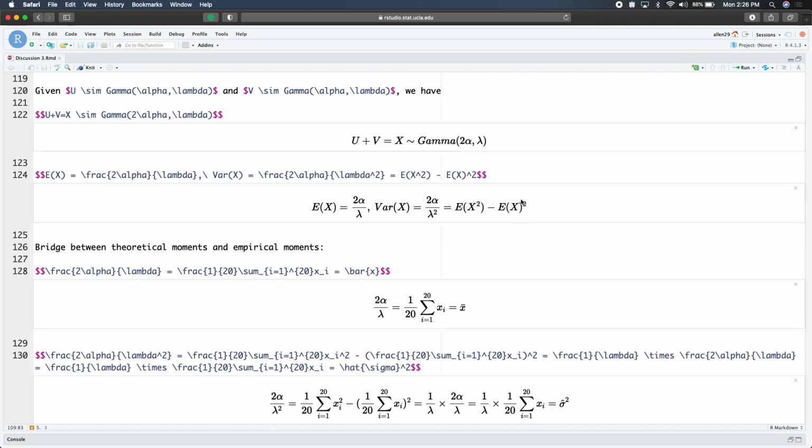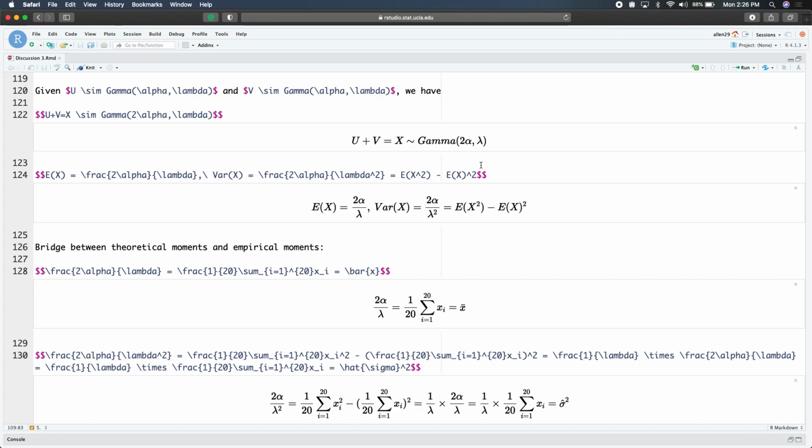Wait, I think the expected value and variance of the gamma distribution is like alpha times beta. So why is it written like that when there's no beta? You mean why is the expectation like this? Yeah, I thought the expected value of the gamma distribution was just alpha times beta. Oh yeah, beta is equal to 1 over lambda in this case.